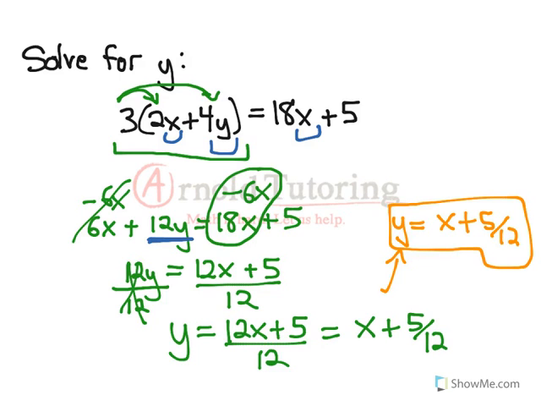Hopefully this is helpful. It is usually a good idea to multiply everything out. Then you just use the opposite operations to move your terms around using algebra. Get that variable on one side, get everything else on the other side.